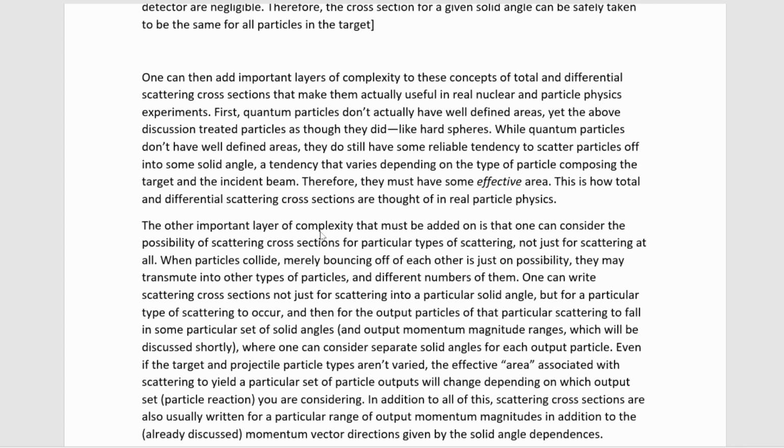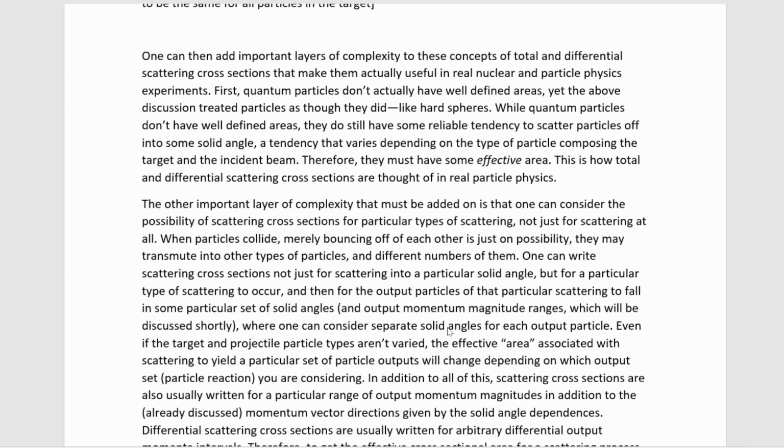The other important layer of complexity that must be added on is that we can consider the possibility of scattering cross-sections for particular types of scattering, not just for scattering at all. When particles collide, merely bouncing off of each other is just one possibility. They may transmute into other types of particles and different numbers of them. One can write scattering cross-sections not just for scattering into a particular solid angle, but for a particular type of scattering to occur, and then for the output particles of that particular scattering to fall in some particular set of solid angles, and output momentum magnitude ranges, which will be discussed shortly, where one can consider separate solid angles for each output particle.